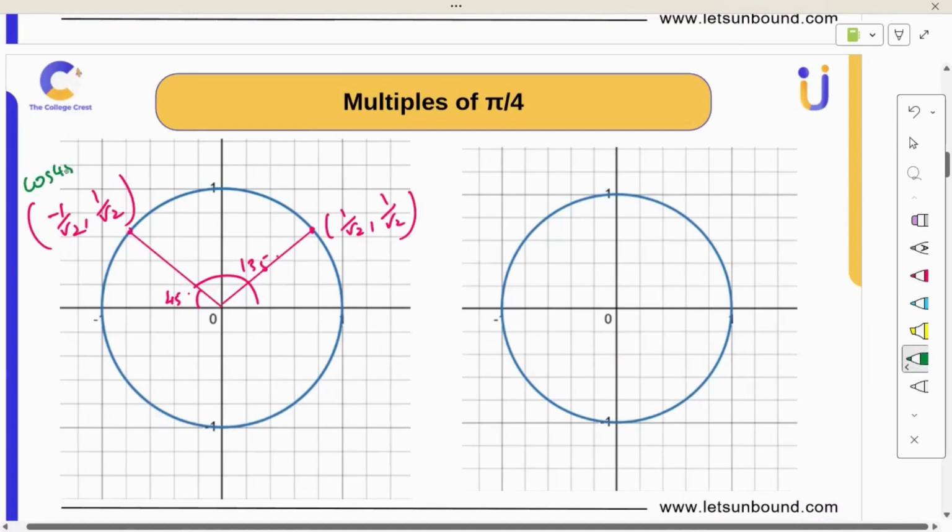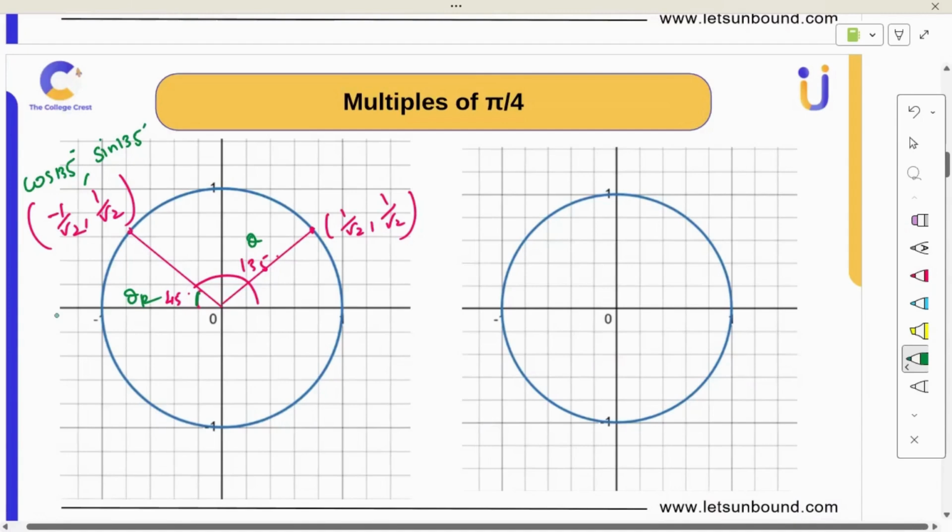But what is minus 1 by root 2? Is it cos 45? Can I say that? No, it's not 45. You should take the standard angle. So this is 45, just the reference angle. This is the actual one. So cos 135 is minus 1 by root 2. Sin 135 is plus 1 by root 2.